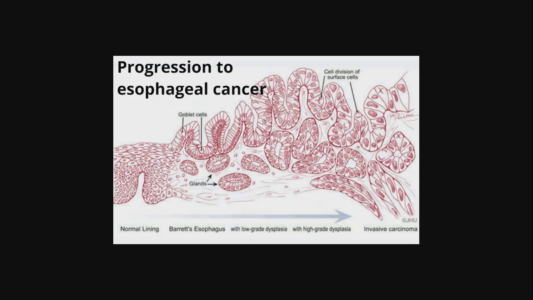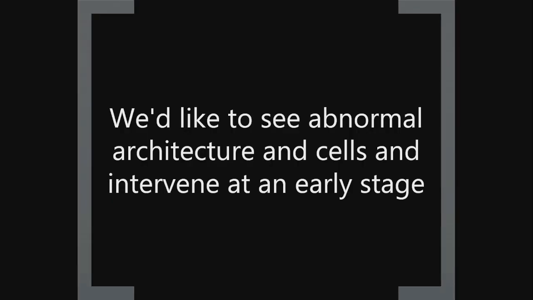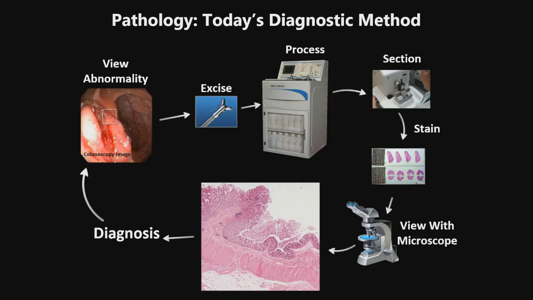For example, in this case, you have changes in the squamous cells being changed to columnar cells, which can undergo genetic mutations, develop dysplasia, and then ultimately invasive cancer, which can cause death to the patient. And this is a familiar paradigm in all epithelia. So my research involves trying to see these abnormal architecture and cells and intervene at an early stage.